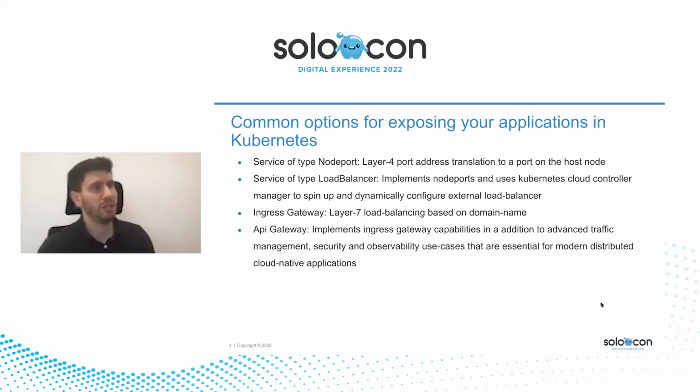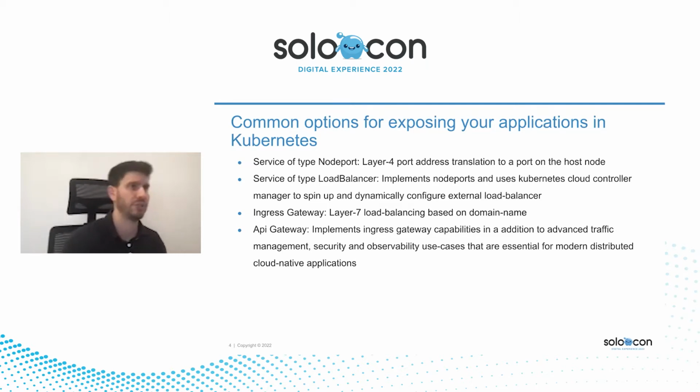Let's first have a quick look at the options for exposing your application in Kubernetes. The basic option is service of type node port, which effectively implements layer 4 port address translation, mapping the Kubernetes service port to a unique port on the Kubernetes host. The approach is static and does not scale in a cloud-native deployment.